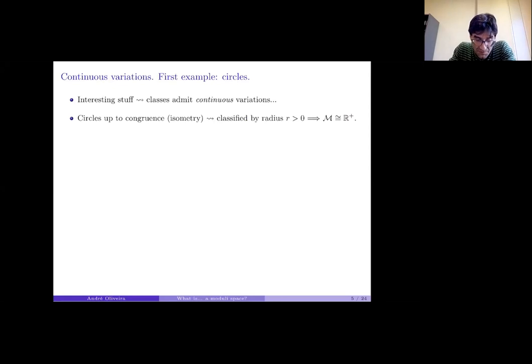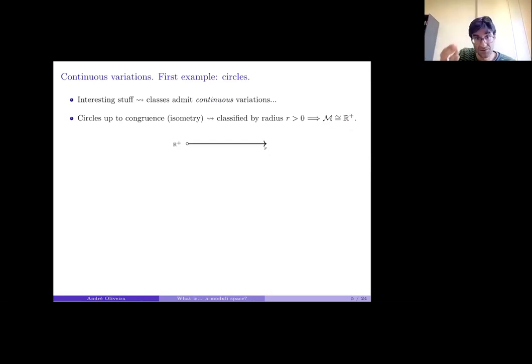Let's suppose we want to classify circles up to congruence. Up to congruence, two circles are the same exactly when they have the same radius. So the radius classifies circles. So here's the moduli space. The moduli space is R plus. For each point of R plus, you have a circle and a unique equivalence class of circles up to congruence.